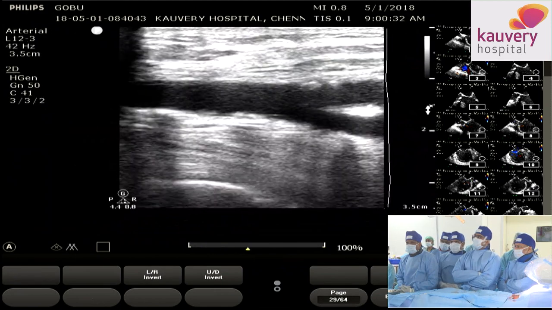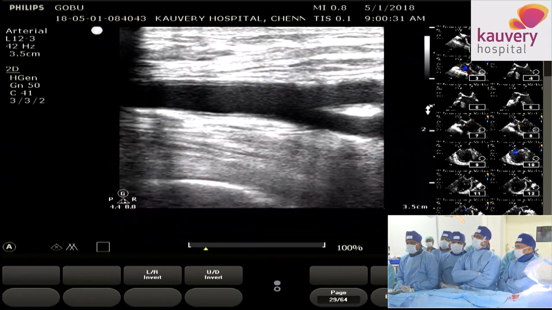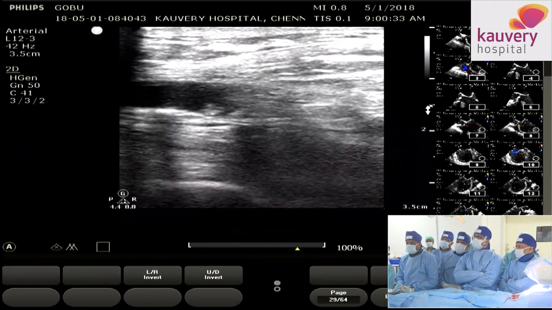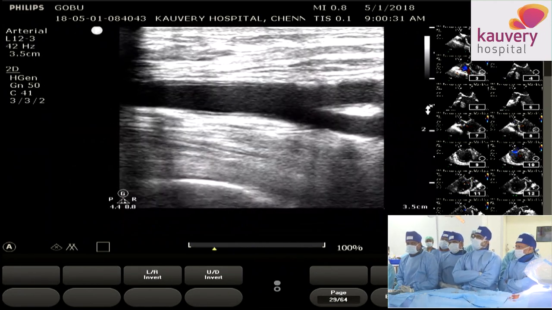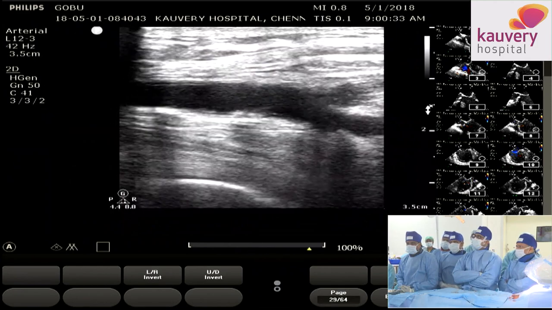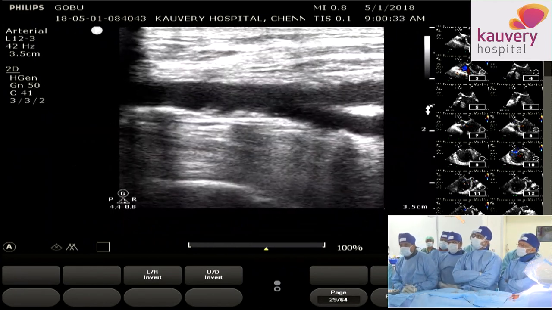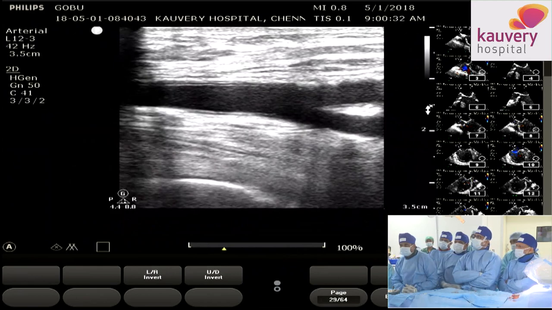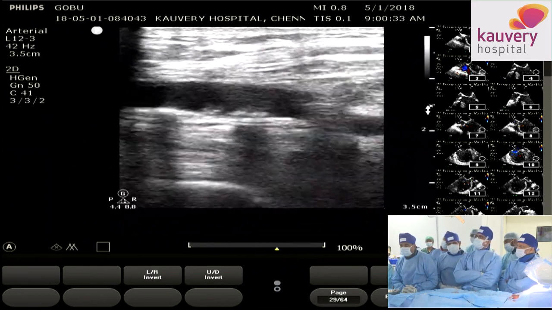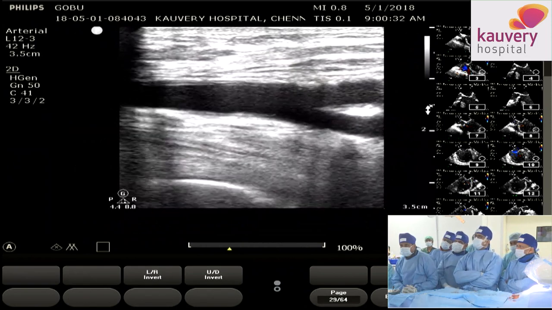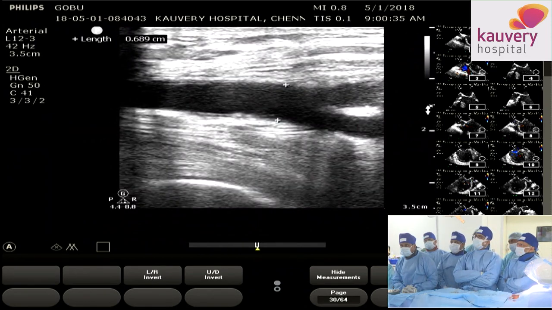So now coming to the peripheral access. We have just performed an ultrasound here. You can see here, I'm just concentrating on the common femoral on the right side. You can see the bifurcation towards the right-hand side of the screen. It's a fairly good-sized common femoral.